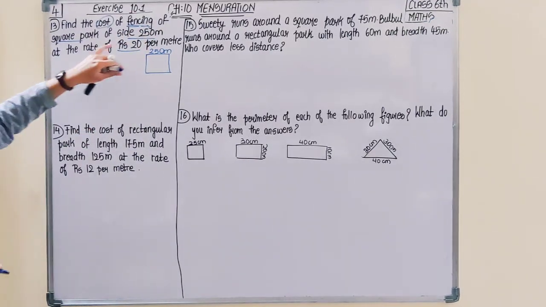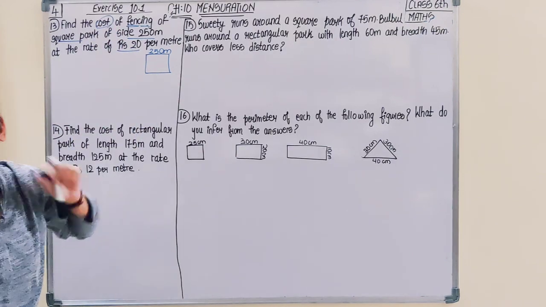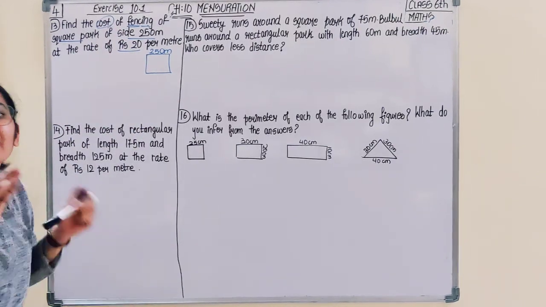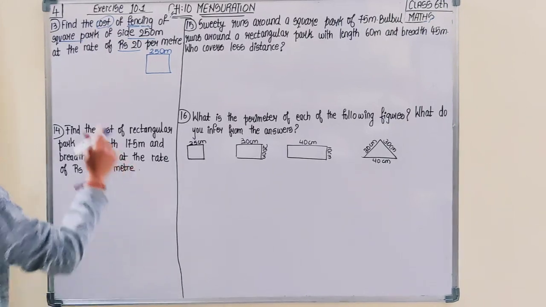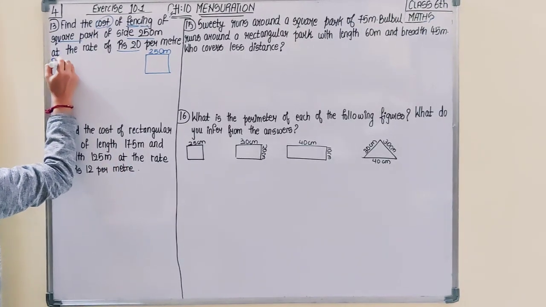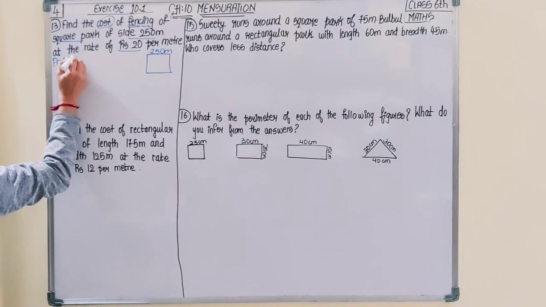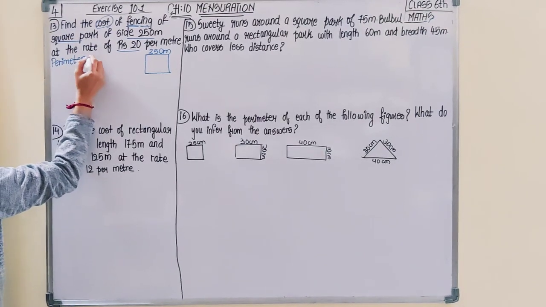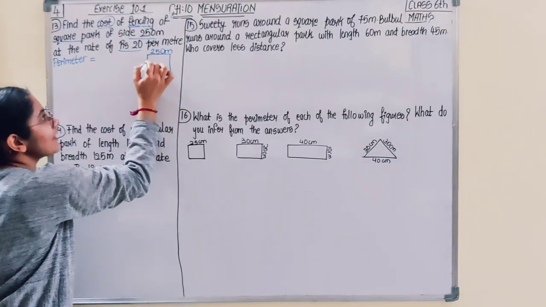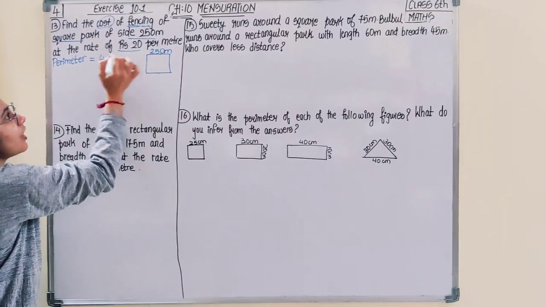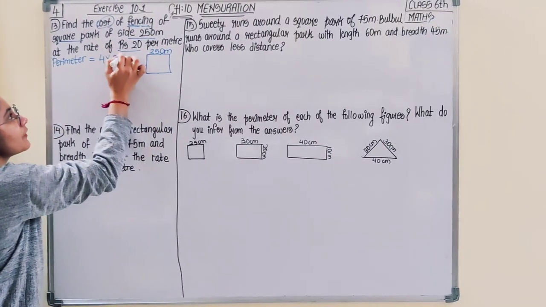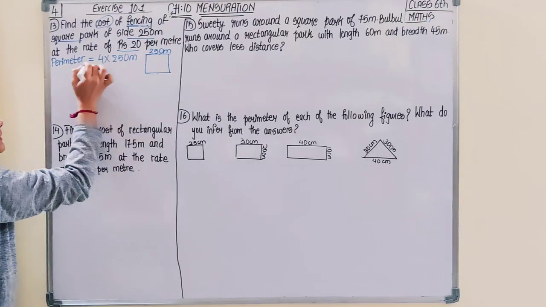To find the cost of fencing, we first should know how much length of fencing is required. And for knowing the length of fencing, we must know the perimeter. So, first of all, perimeter of square. Since square is a regular shape, so number of sides 1, 2, 3, 4 into length of each side 250 meter, we can get the perimeter.